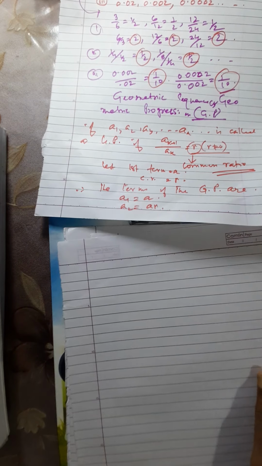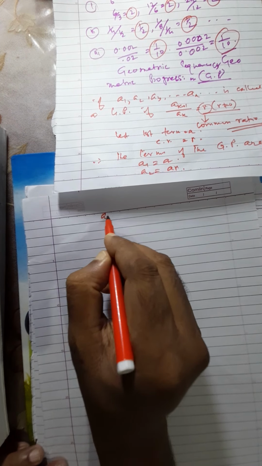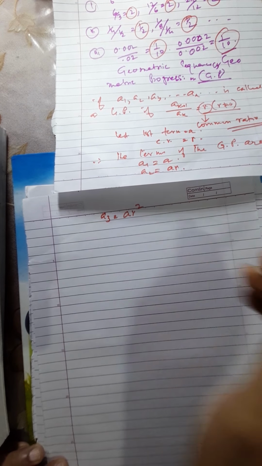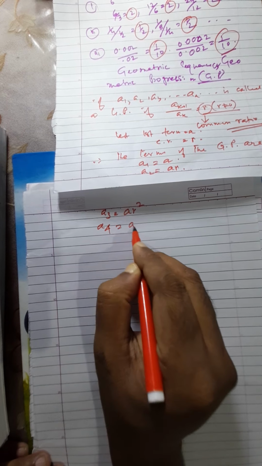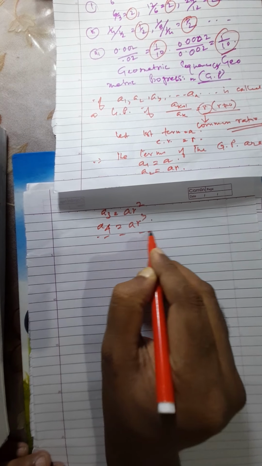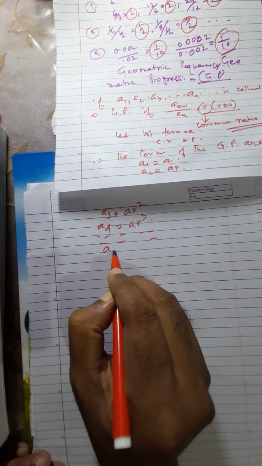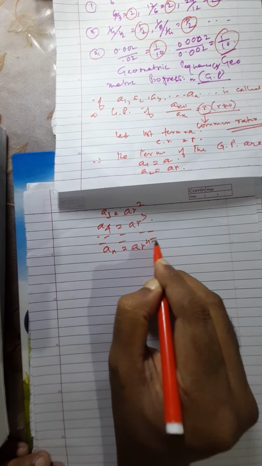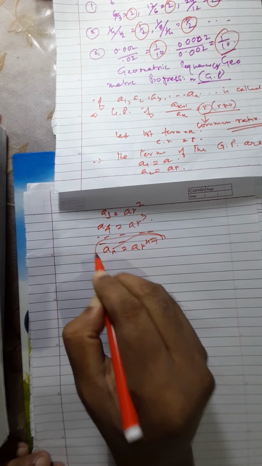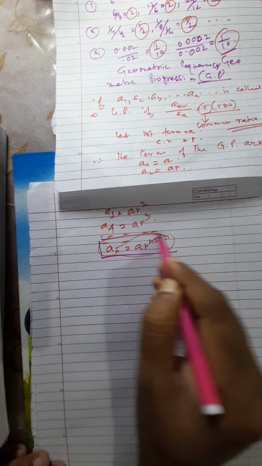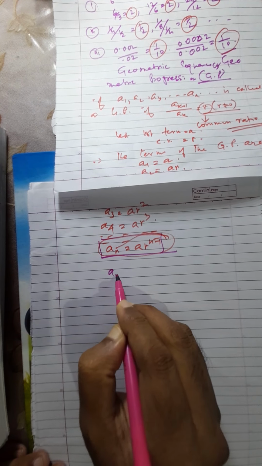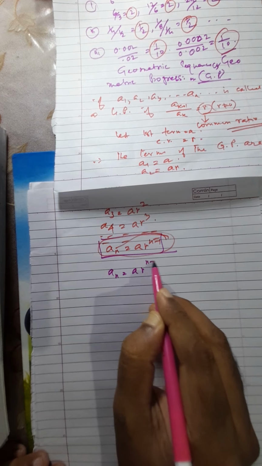Then a2 is equal to ar we are getting. Next, a3 is equal to a r square. Similarly, a4 is equal to a r cube. In this way, if we move, an is equal to what? a r to the power n minus 1. So this is the general term. an is equal to a r to the power n minus 1.